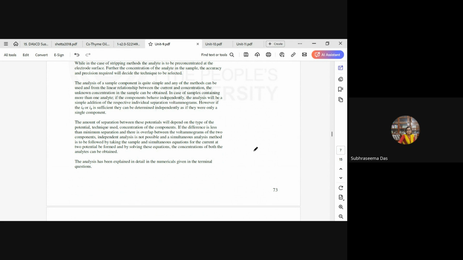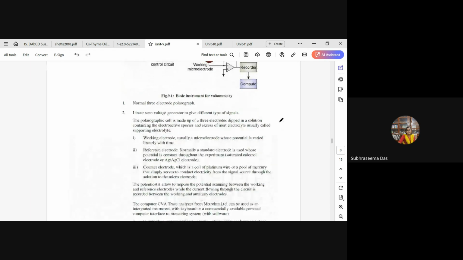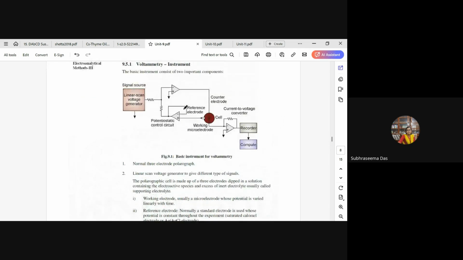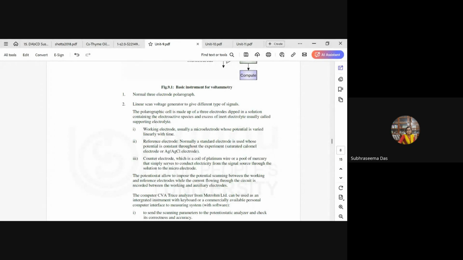So here the analysis has been explained in detail. Like in figure 9.1, we see the basic instrumentation of a voltammetry. It consists of two important components. First is a normal 3 electrode polarograph. The second part is the linear scan voltage generator, which gives different types of signals. This is a general representation of a voltammetric instrument.